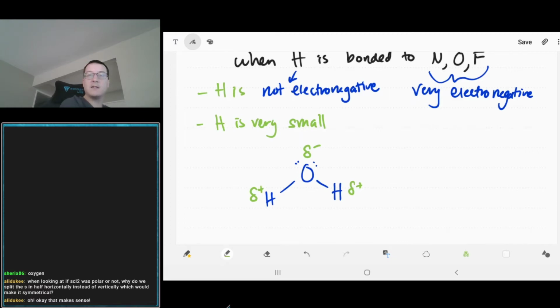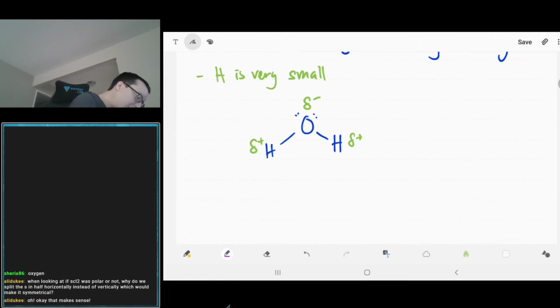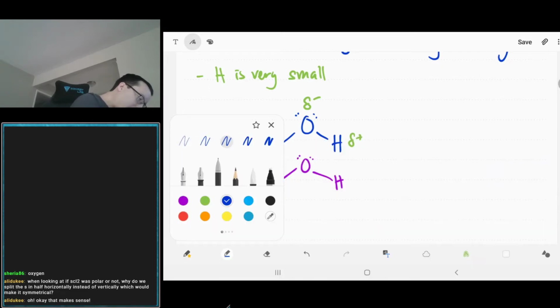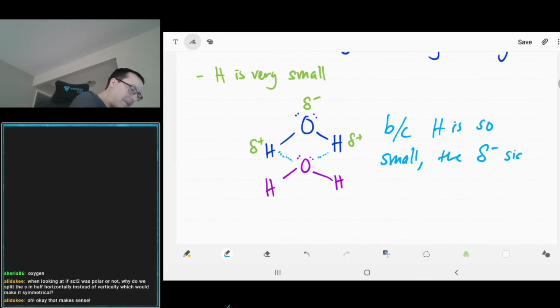And so, because these hydrogens are really small, if we look at this second water molecule, which color haven't I used? Light blue, okay. We're going to see that because H is so small, the negative side of another molecule can get very close.